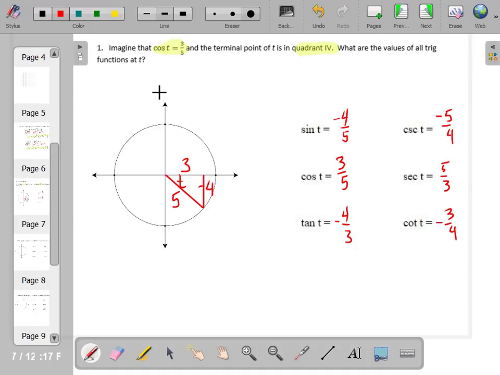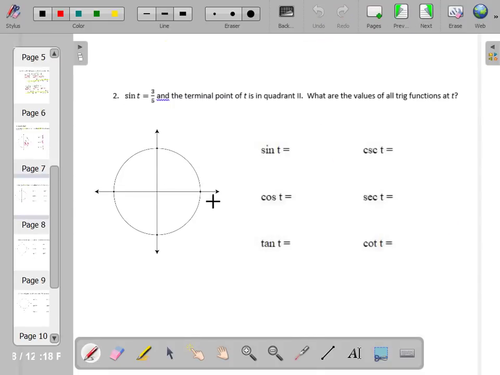So the important things here are you pay very close attention to what quadrant you're in, and you are very aware that you are not on the unit circle. This is a 5-unit circle. This is more just a helper triangle. It's not actually a terminal point on the unit circle. This is just kind of a helper to help you get all these other angles. So that's our first one. Let's try another one.